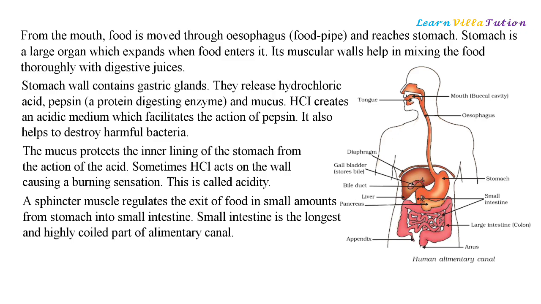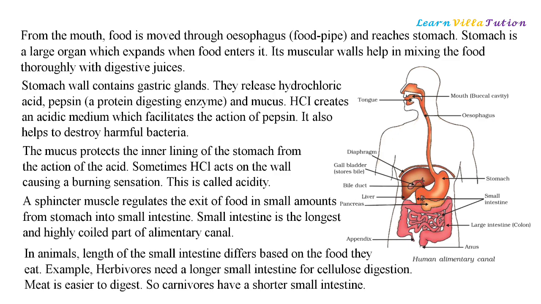The small intestine is the longest and highly coiled part of the alimentary canal. In animals, the length of the small intestine differs based on the food they eat. Example: herbivores need a longer small intestine for cellulose digestion. Meat is easier to digest, so carnivores have a shorter small intestine.